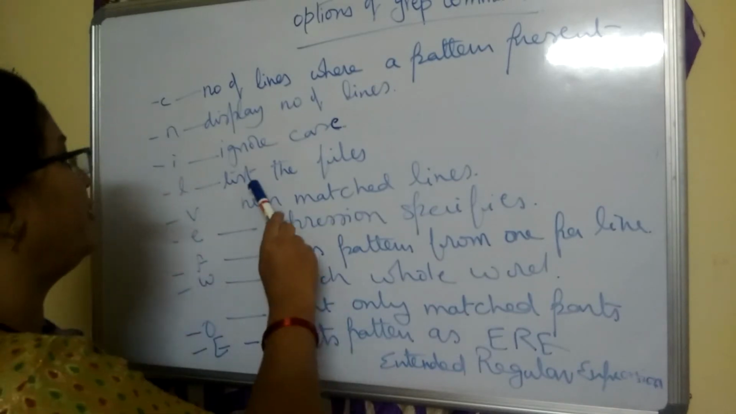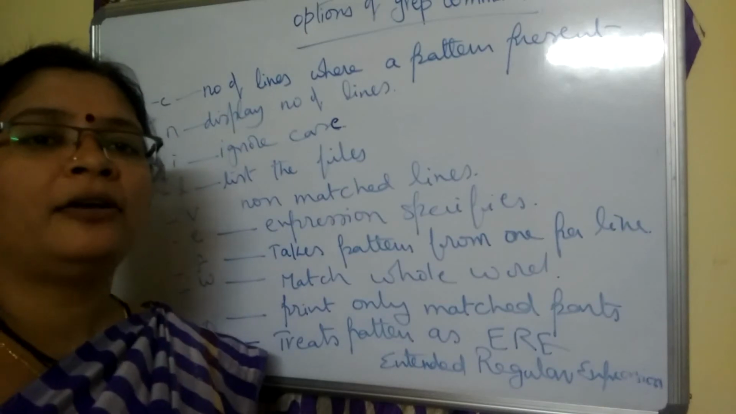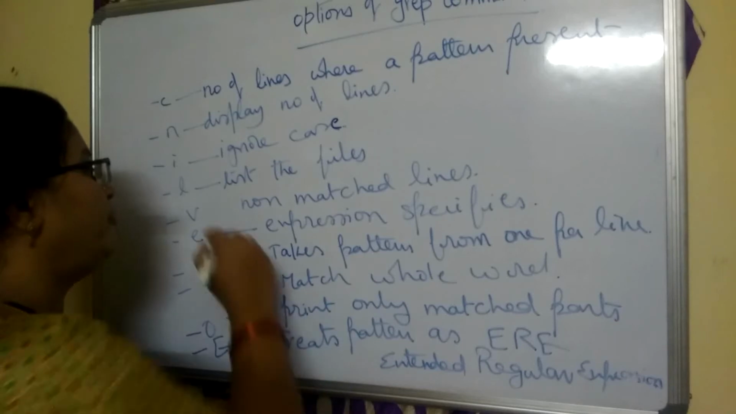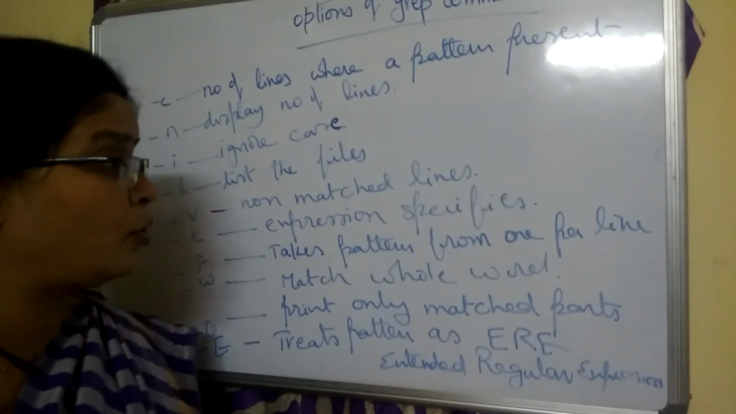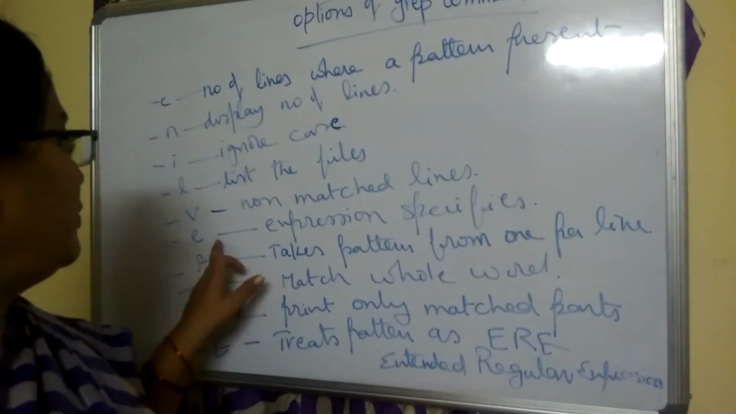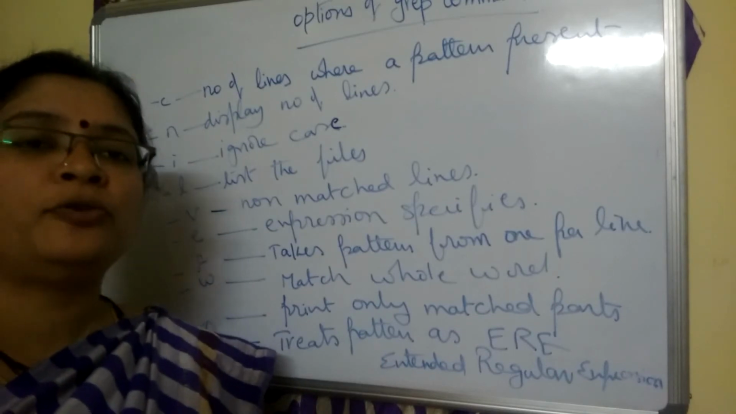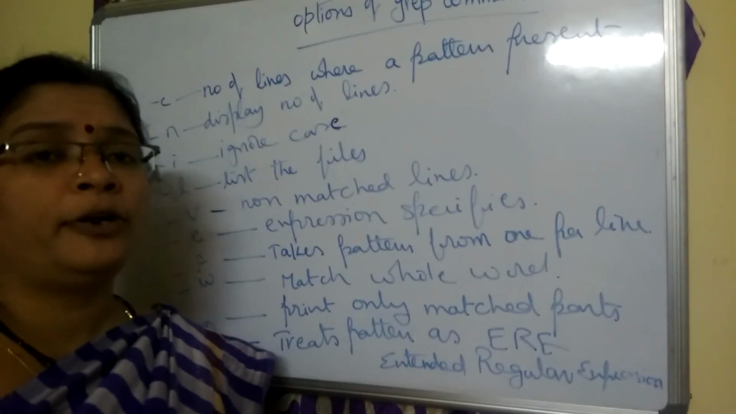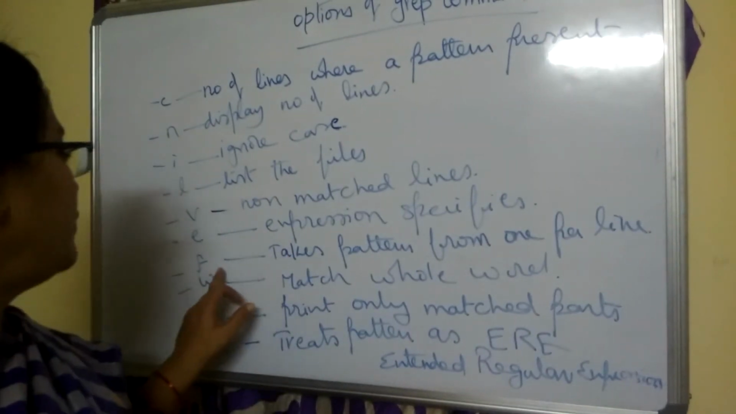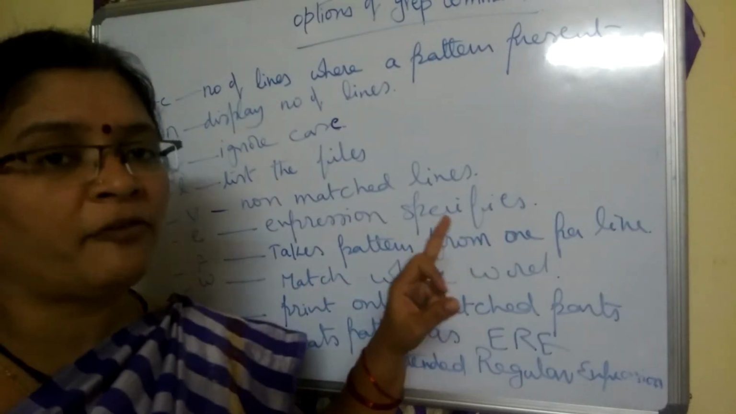The next one is -l, which lists the files where the particular pattern or word you are searching for is present. The next one is -v, which displays only the lines that do not match that particular word. The next one is -e, used when you want to specify an expression to search for. The next one is -f, which takes patterns from a file, one pattern per line.